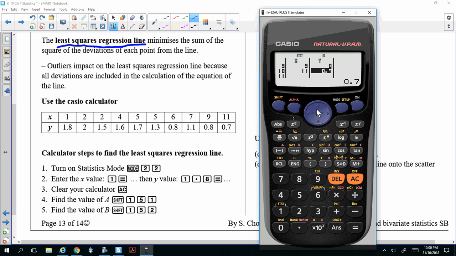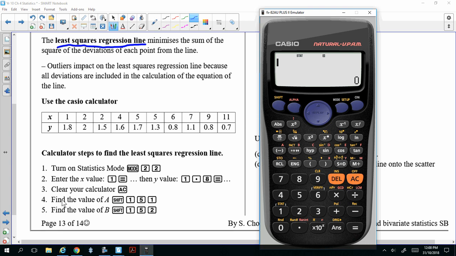Yep, thank you. All right, 0.8. Okay, good. Should be all right. Okay, so once you enter them, press AC. Okay, press AC, and then we're going to calculate the equation of the line.